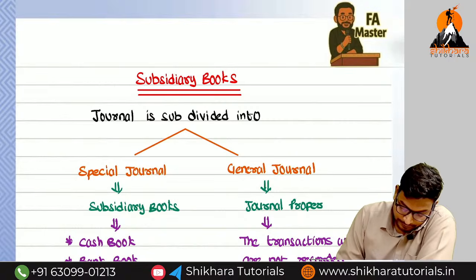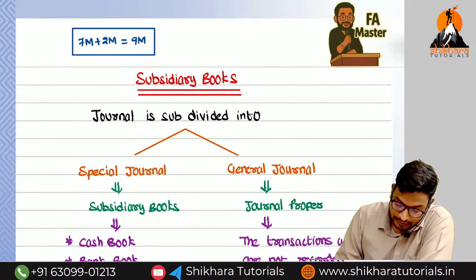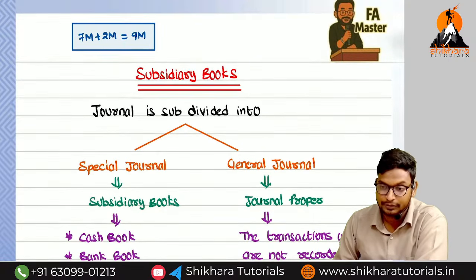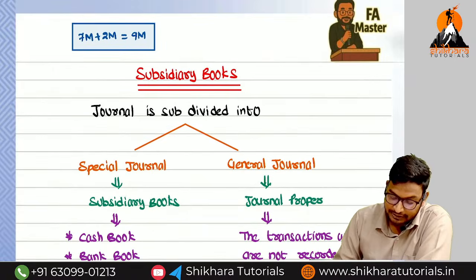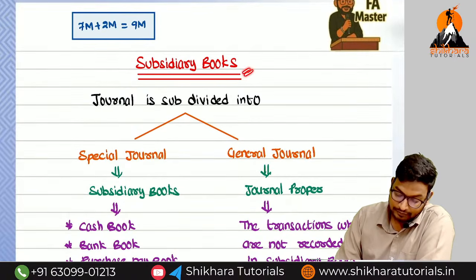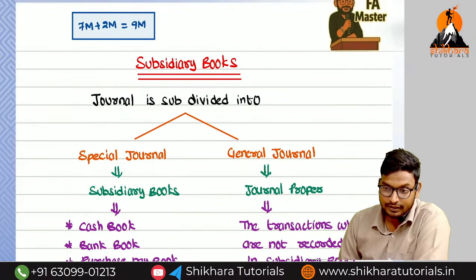So a confirmed 7-mark question plus 2 marks MCQ. In total we are going to get 9 marks from rectification of errors. So in order to understand the rectification of errors, first of all, we need to discuss subsidiary books. So we know normally we have the accounting cycle.